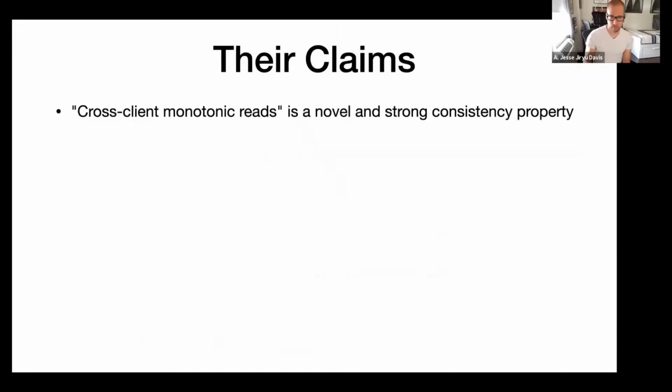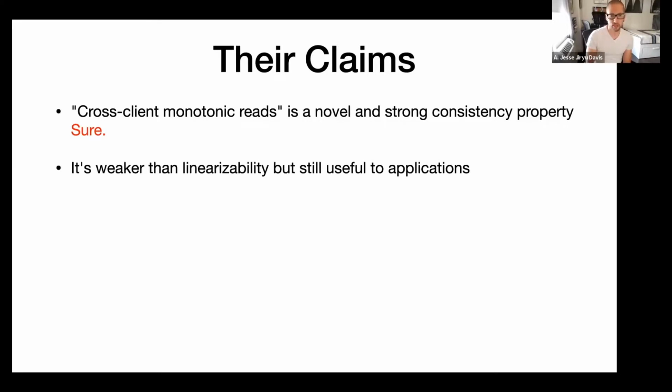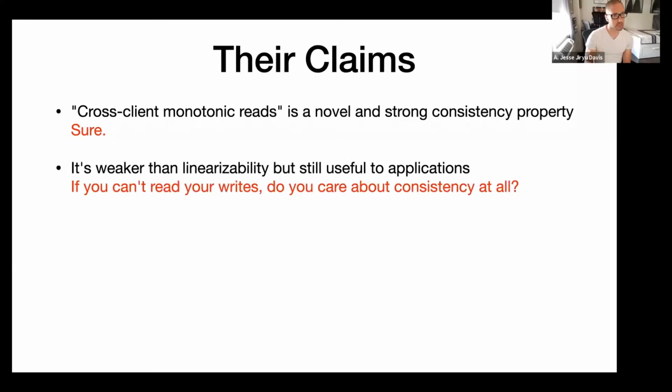Let's take a look at their claims once more. So they said cross-client monotonic reads is a novel and strong consistency property. I'll say sure, it's sort of semantics. It does at least seem unusual, but I'm not sure I would call it strong, since it doesn't even include read your writes. They say it's weaker than linearizability, but still useful to applications. And this usefulness I'm kind of skeptical of. I feel like if you can't read your writes, why not just go for eventual consistency? Do you care about consistency at all?